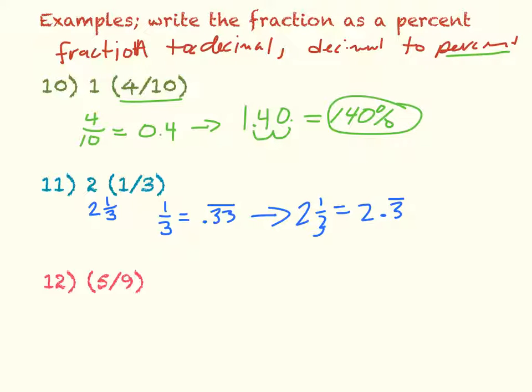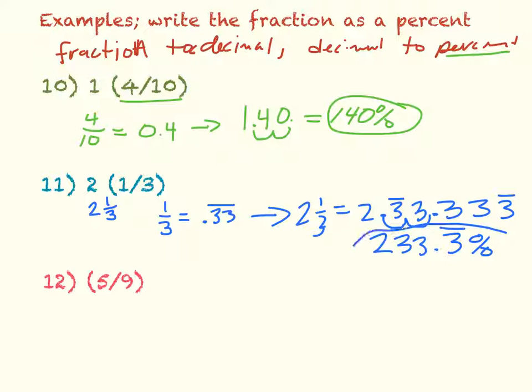Now, if I want to change that into a percentage, then I'm going to move the decimal 2 spots to the right. And remember, this is 3 repeating, so it's going to be 3, 3, 3, 3, and it's going to keep going. So I'm moving the decimal. So I have 233.3 repeating percent, and that is your final answer.